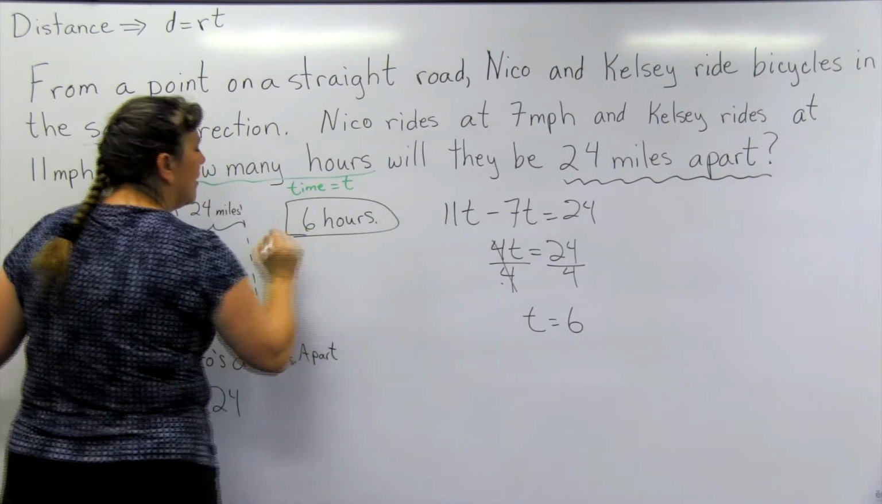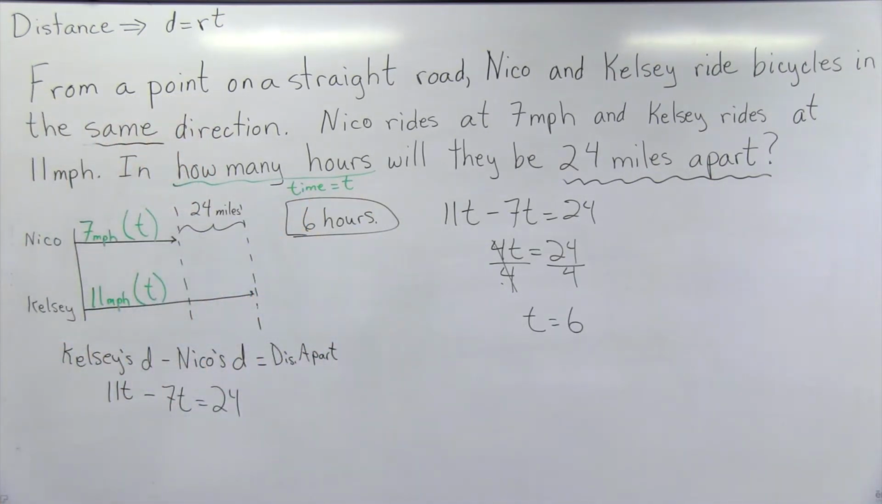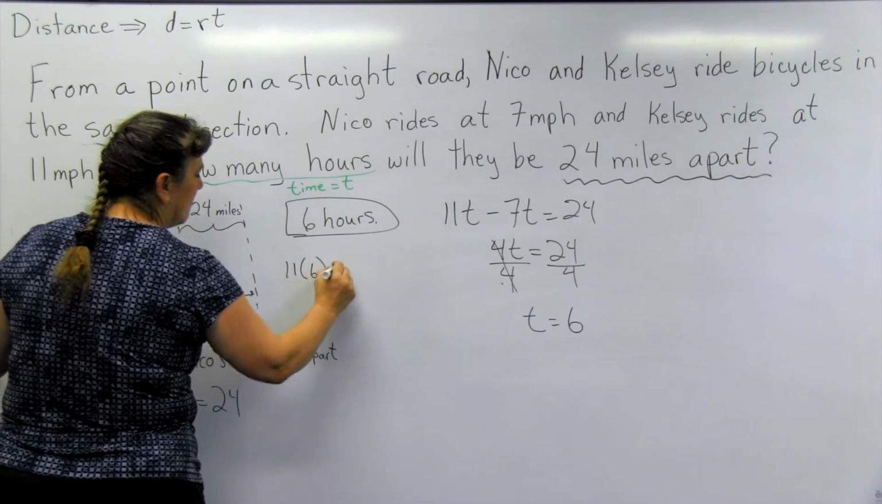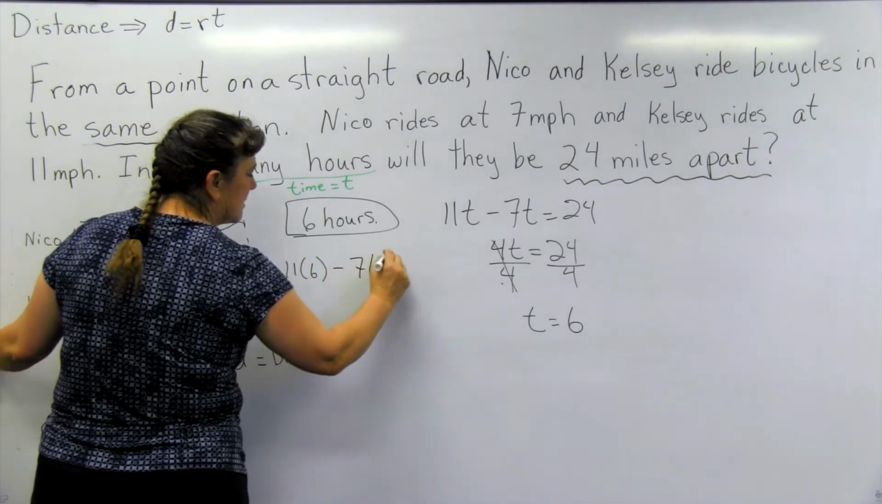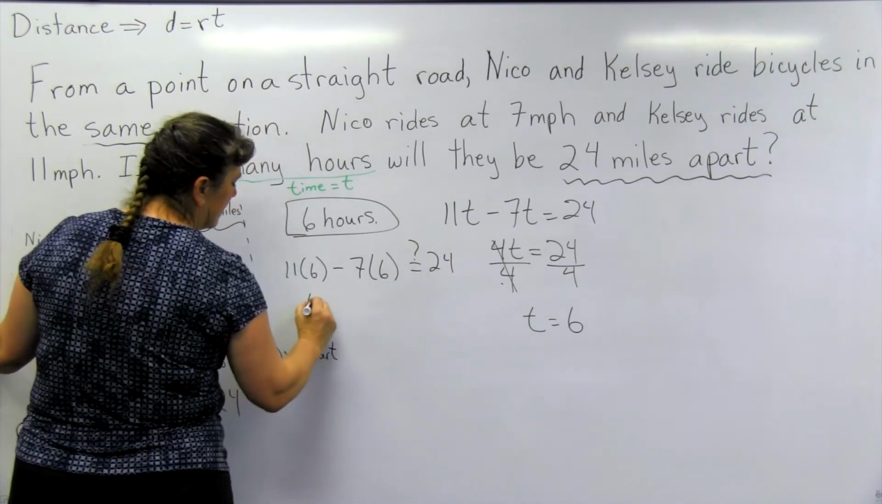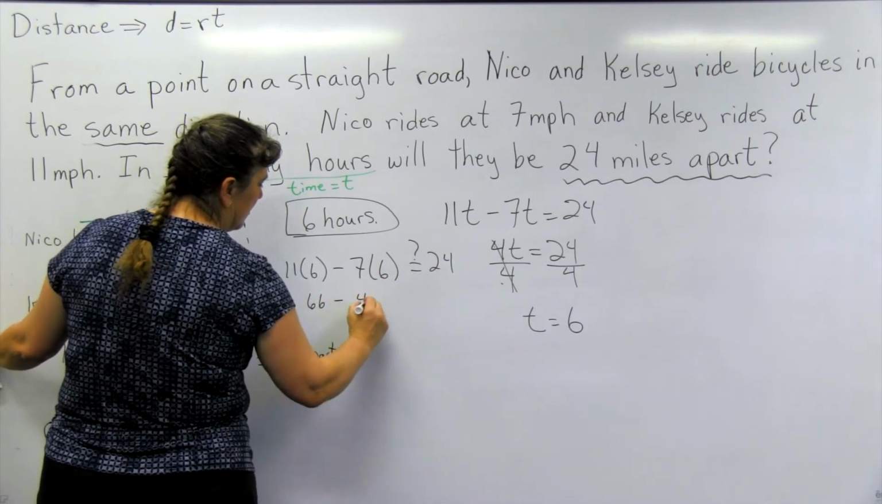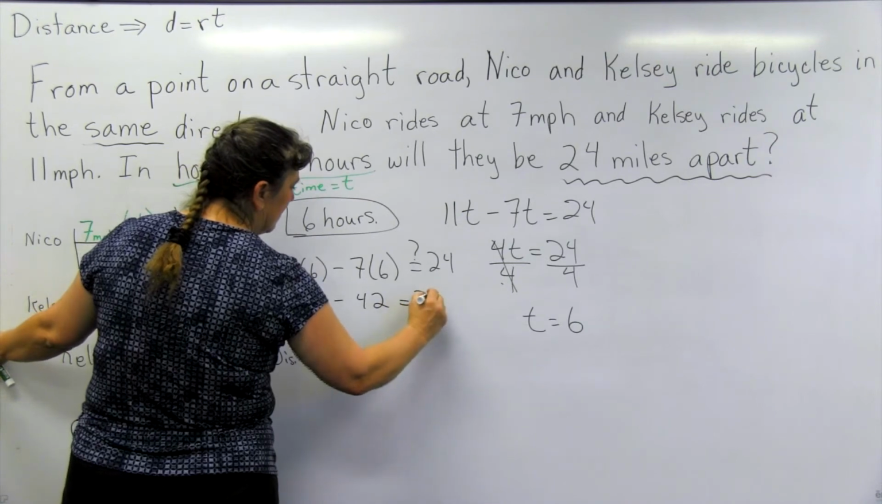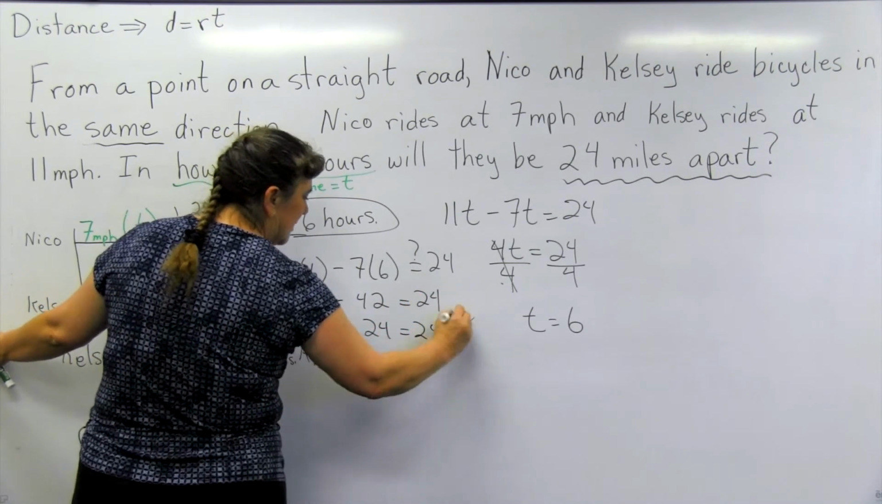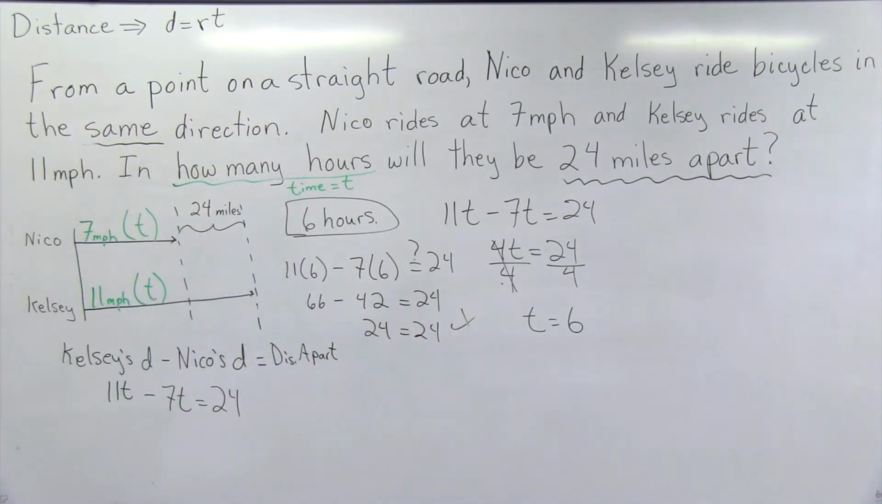Now, could we check this, guys? We sure could. We could take that time and plug it back in. 11 times 6, minus 7 times 6. Does that equal 24? Let's try. 66 minus 42. Does that equal 24? It sure does. 24 equals 24. Yes, it checks out. You can always check these things out by putting them back in and working it through and seeing if it's right or not.